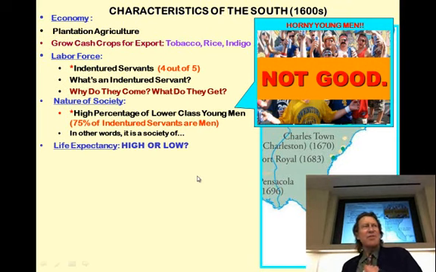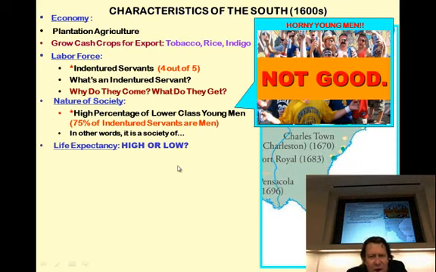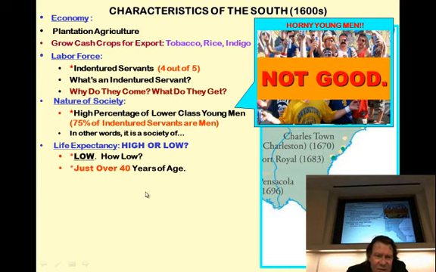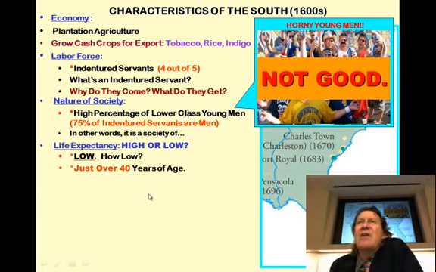For the people living in Virginia and in Maryland in the 1620s and 1640s and 1650s, did they live a long time or were their lives short? Their lives were short. Life expectancy is incredibly low. How low was it? Well, here's your answer. Let's just say most people were played out and died by the time they were about 40.